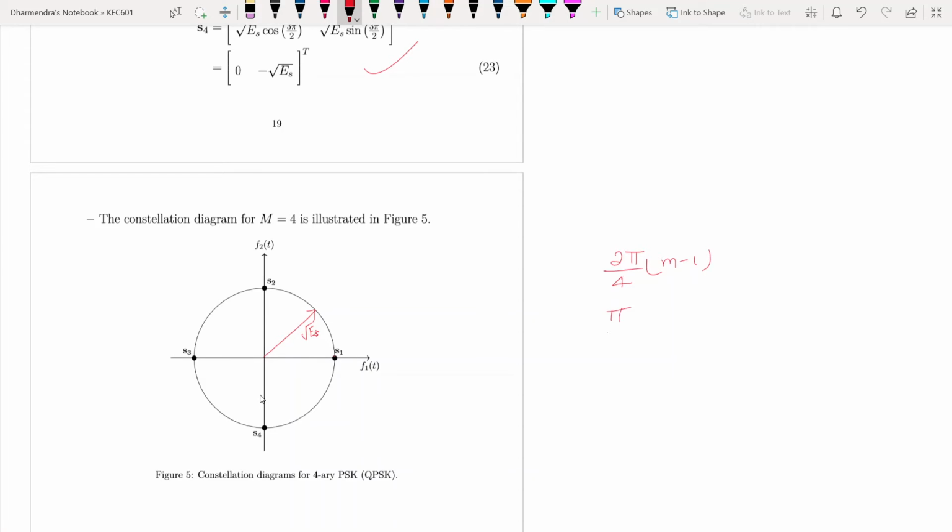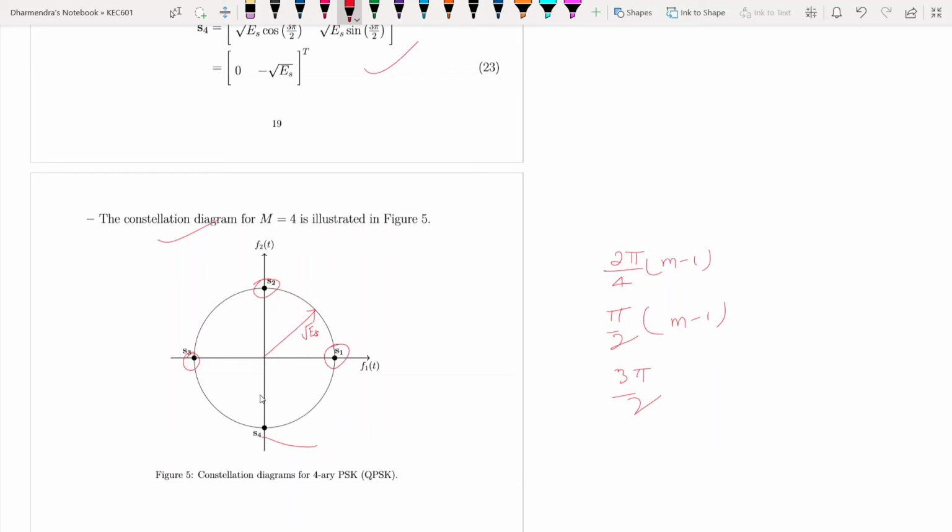Okay, so pi by 2, so this is small m equal to 1, this point. If m is equal to 2, so pi by 2, this point. If m is equal to 3, so this will be pi, this point. If m is equal to 4, so I will get 3 pi by 2. Okay, so this way I can draw the constellation diagram.